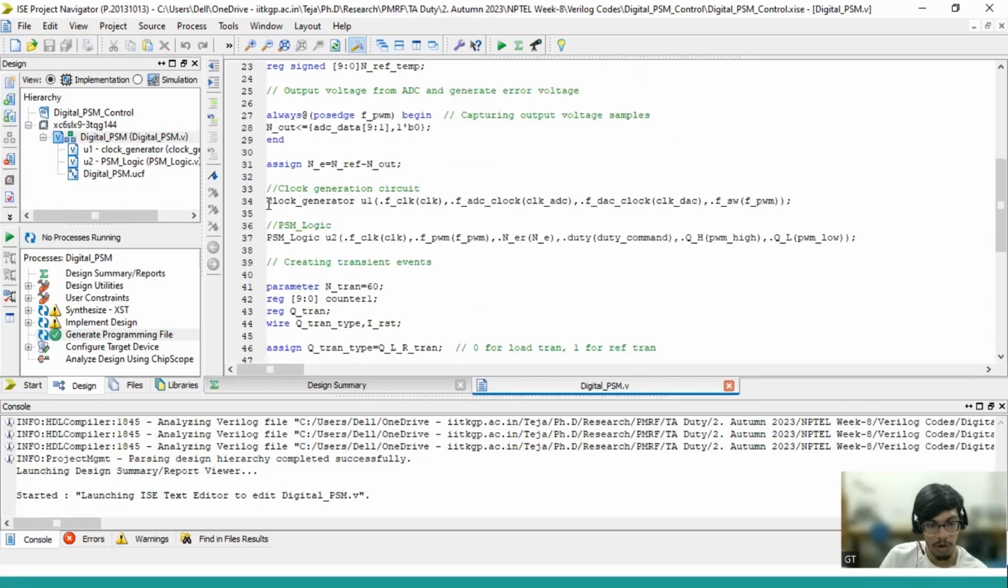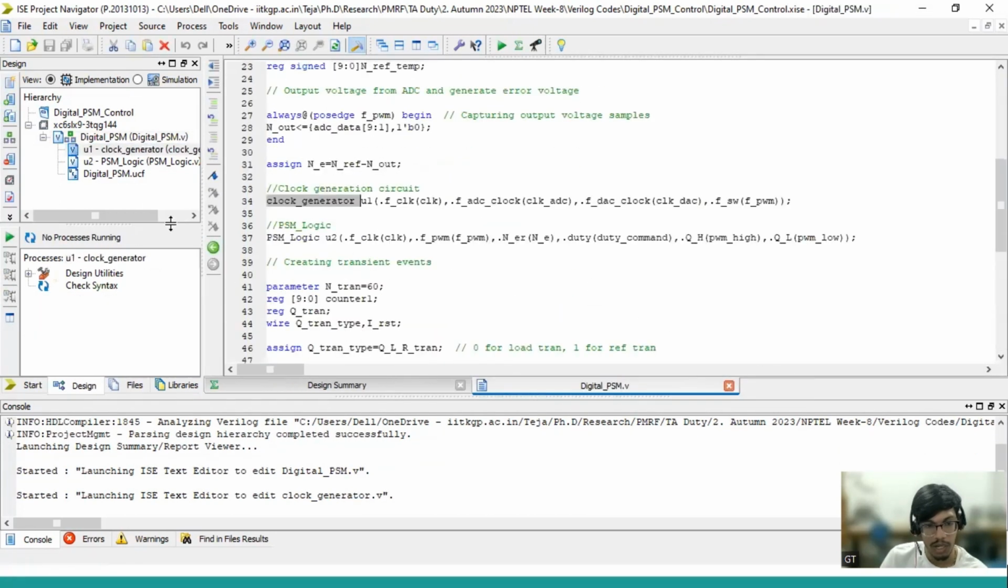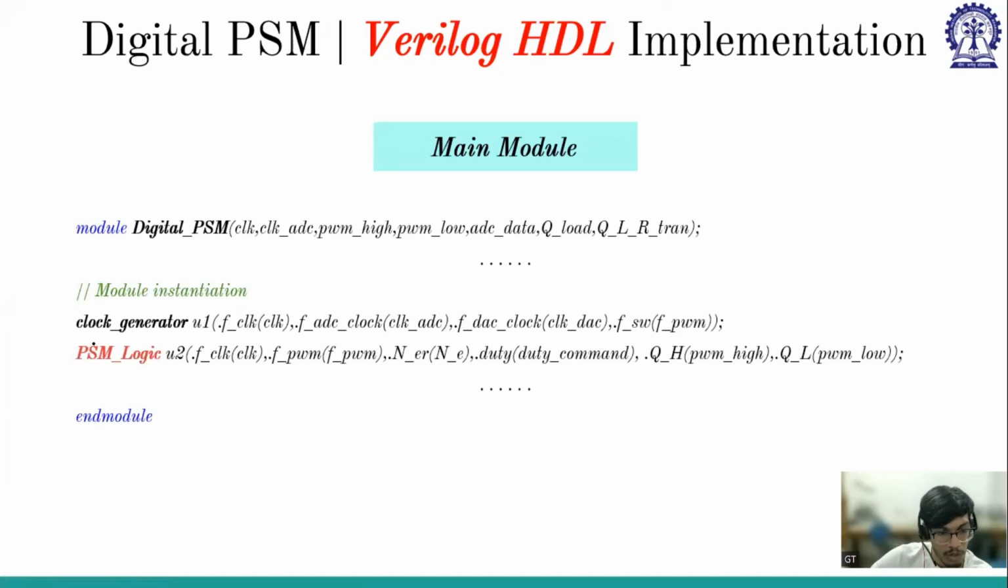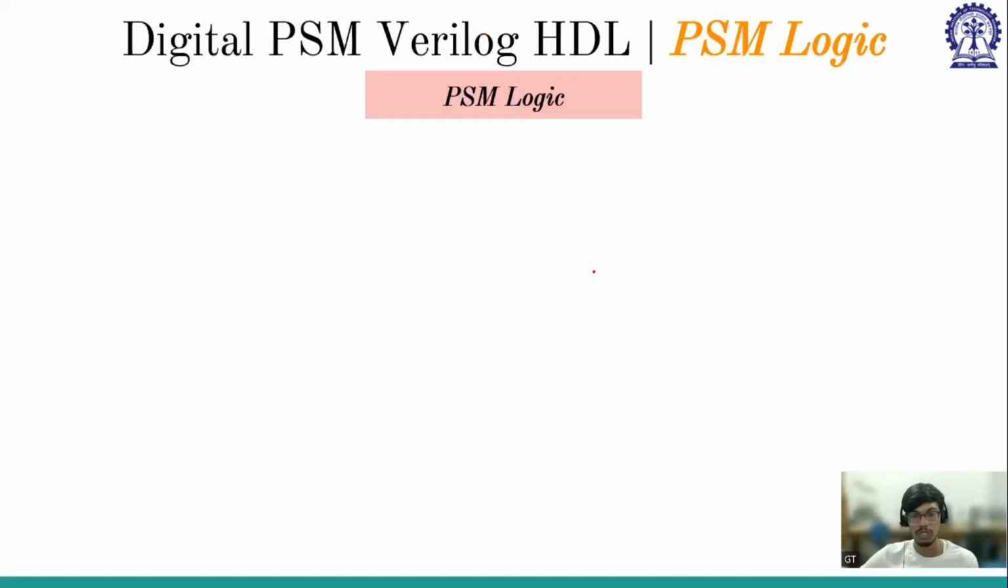So it has two subblocks. One is clock generator, which is exactly same as voltage mode control or current mode control. The other one is the PSM logic. So let me come back here. So the main module has two submodules. One is clock generator and another one is the PSM logic. So we will discuss about this. This is the new block. The rest of the part are same as voltage mode control and same as current mode control. Okay. So now let me go into this PSM logic.